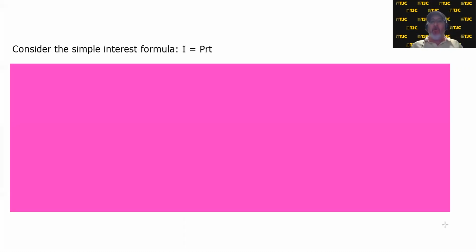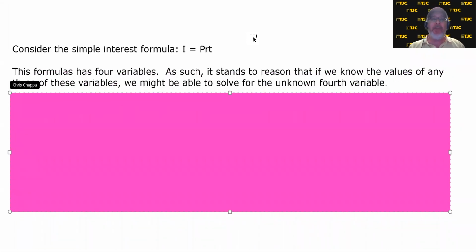Consider the simple interest formula I equals P times R times T. Up until now, we've used this formula to calculate interest, meaning that we knew the principal, the rate, and the term. When we put those three values in and multiplied them, we got the simple interest. However, this formula has four variables. So it stands to reason that if we know the values of any three of these variables, we might be able to solve for the unknown fourth variable.